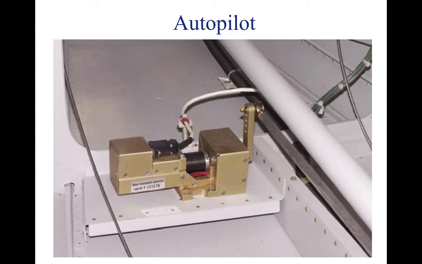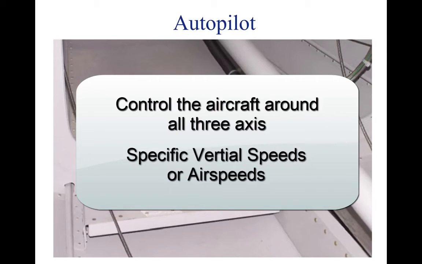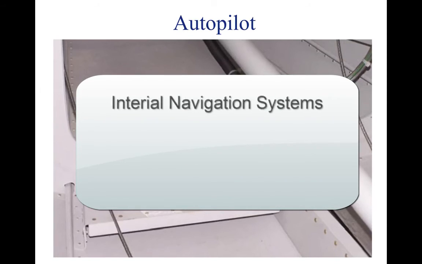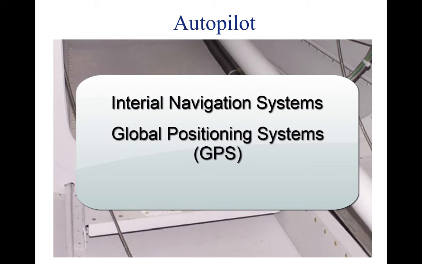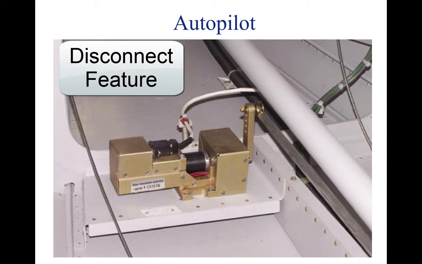Another autopilot system might only be able to keep the wings level or be able to turn to a certain heading. More complex autopilot systems can control the aircraft about all 3 axes, and even more advanced autopilots will have a feature that allows for specific vertical speeds or airspeeds. The autopilot system works with inertial navigation systems, global positioning systems, GPS, and flight computers to control the aircraft. To maintain safety, the autopilot incorporates a disconnect feature to disengage the system automatically or manually.